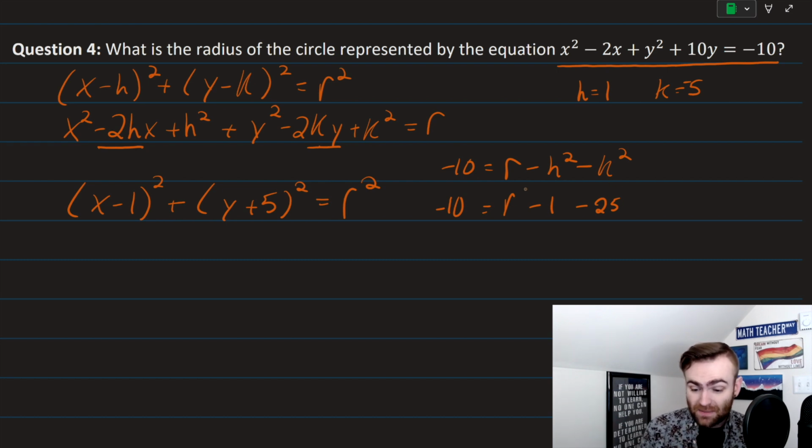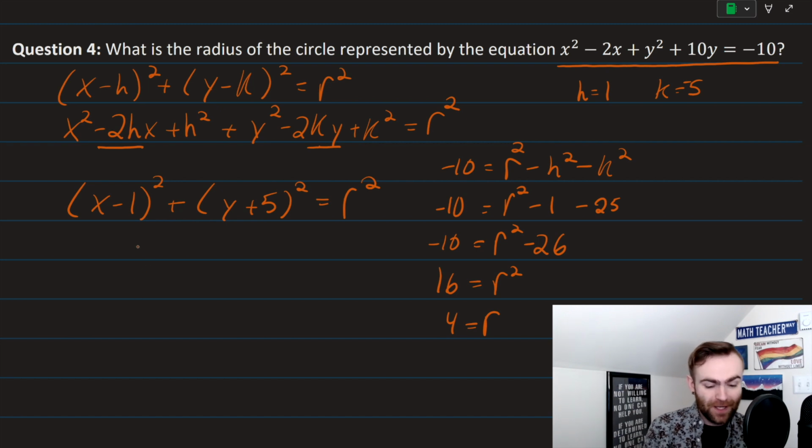I just noticed I made a mistake. These are supposed to be squared. You're probably yelling at me. It's fine, it's fine. So negative 1 and negative 25 make negative 26. So the radius squared minus 26 is equal to negative 10. Add 26 to both sides. We're left with 16 is equal to r squared. So r is equal to 4.